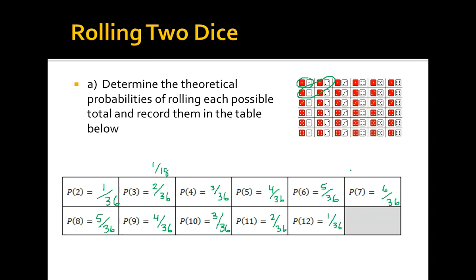2 and 12 are rolled the least often, right? Only one time of the 36, whereas it is a 7 that is most likely to be rolled.